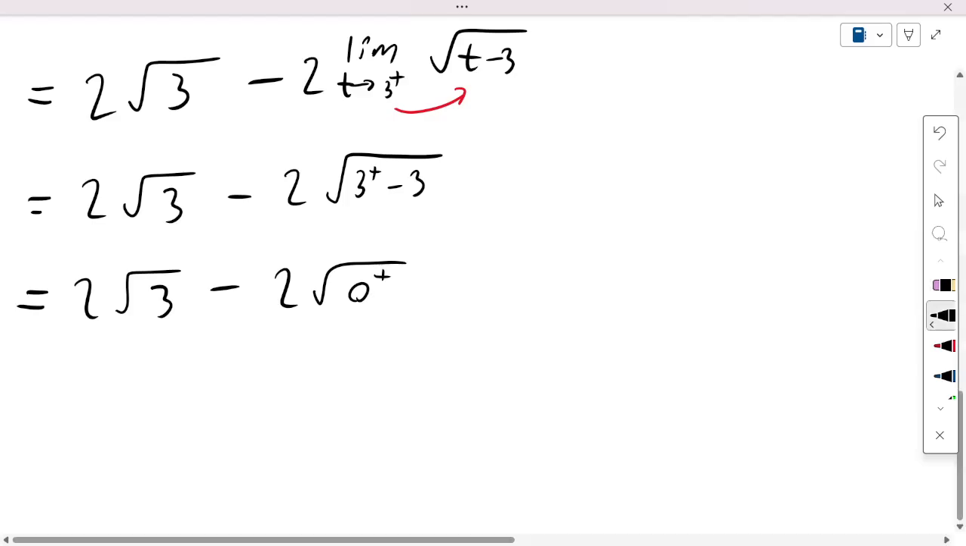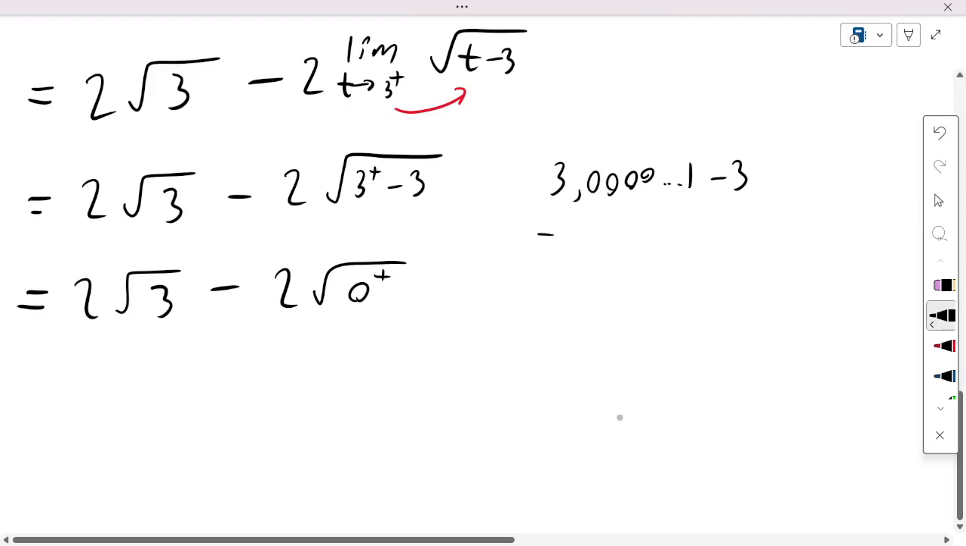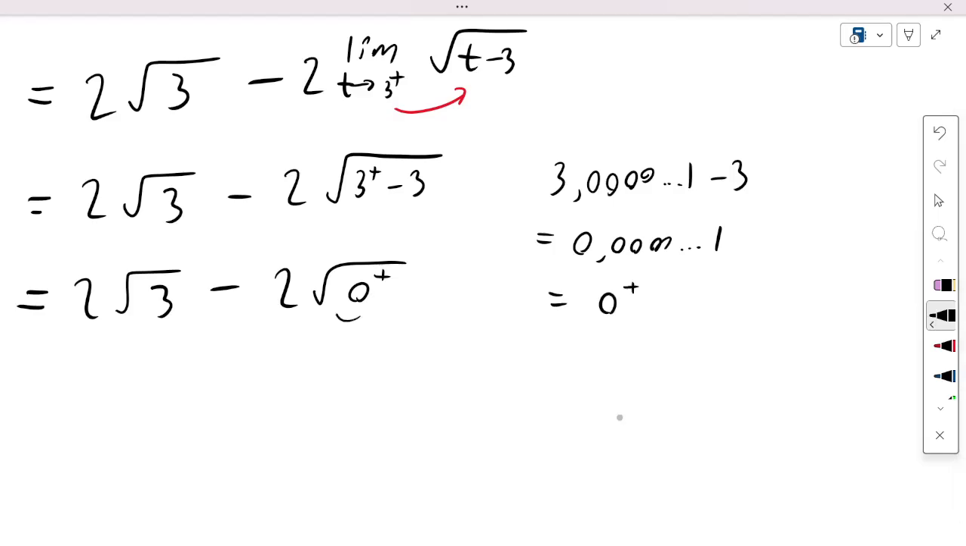Because what we are saying is that this is just 3.0000 up until 1, minus 3. And if we just say that, we're basically just going to subtract the 3 over here from the unit, and then we're going to get 0.00001. And that is basically 0 from the right-hand side. Okay, that's exactly what we have here.